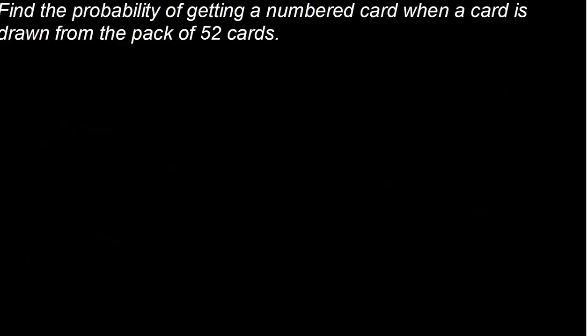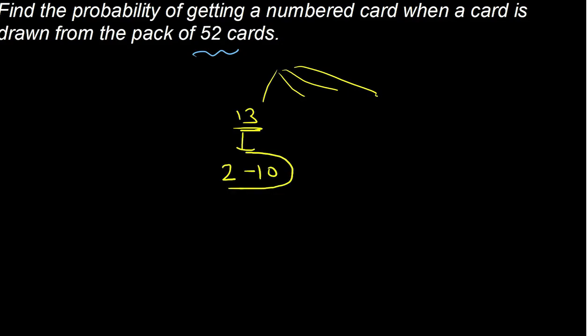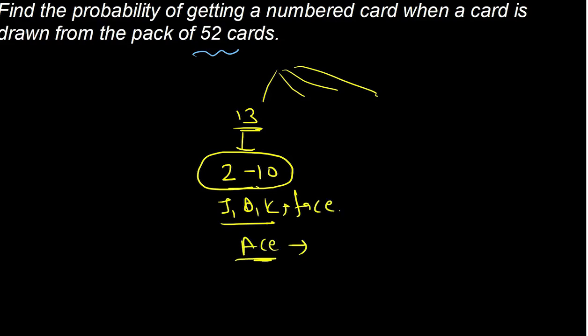Find the probability of getting a numbered card when a card is drawn from the pack of 52 cards, okay. So let me define how many cards are there. Obviously 52 cards are there and 13 is going to be there in each suit. How many number cards are going to be there? So between 2 to 10, these cards are number cards. After that, Jack, Queen and King, these are going to be your face cards. And after that, obviously Ace is not a numbered card. So out of 13, these 4 cards are not numbered. So obviously these 9 cards are going to be number cards, okay.